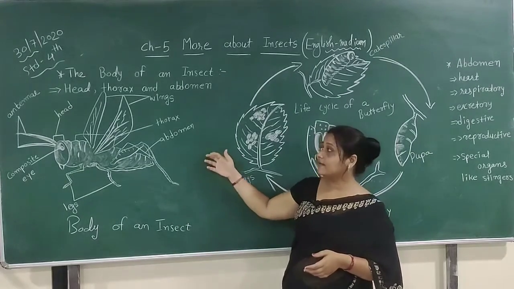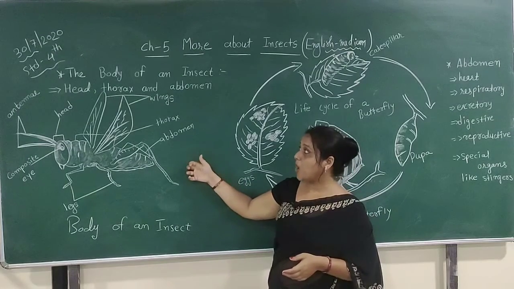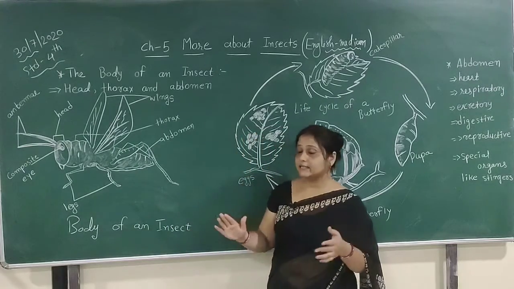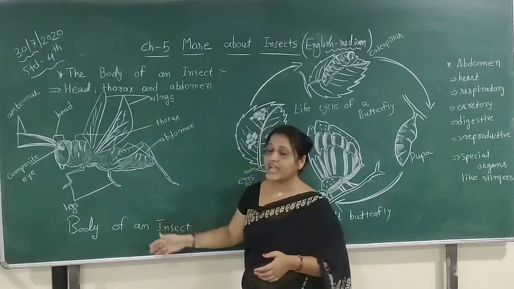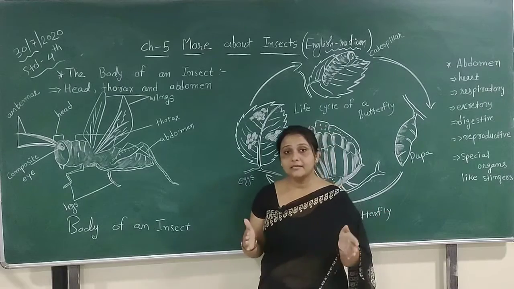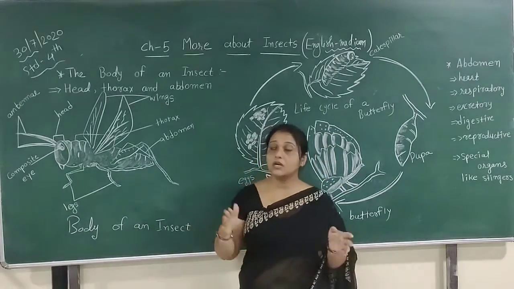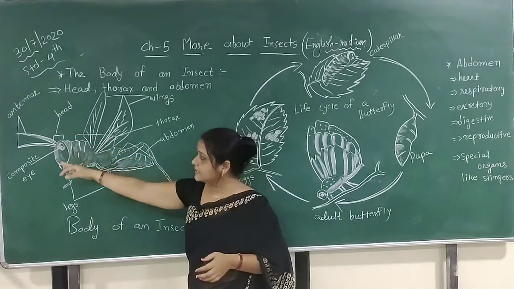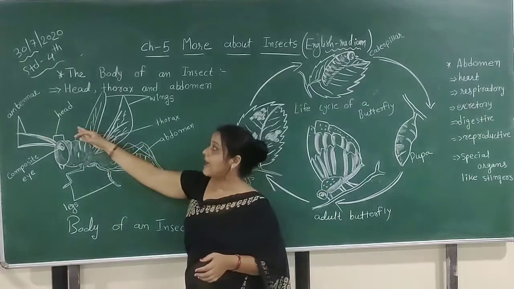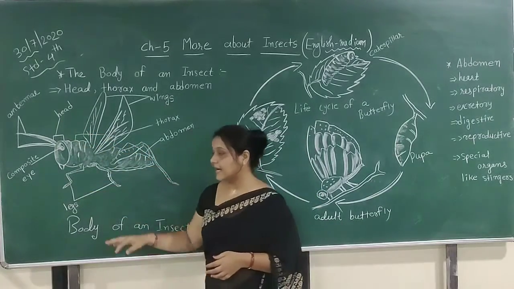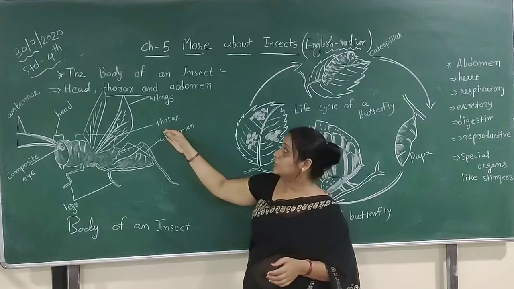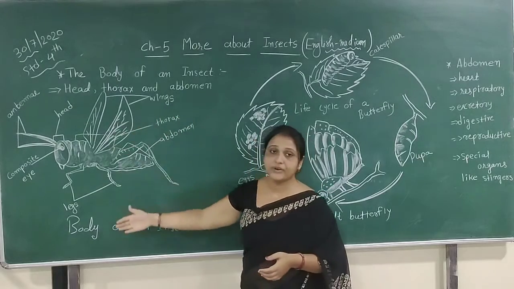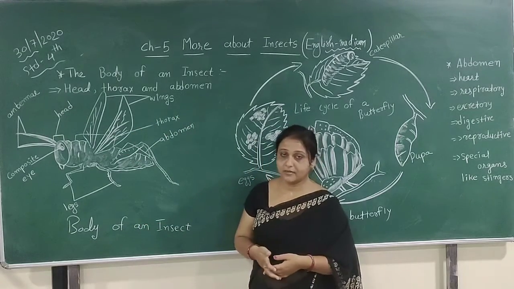You can see here the picture of the body of an insect. In this insect you can see the different parts of the body. First, you can see here the different body parts of insects: head, antenna, composite eye, legs, abdomen, thorax, and wings. Insects have these different body parts.